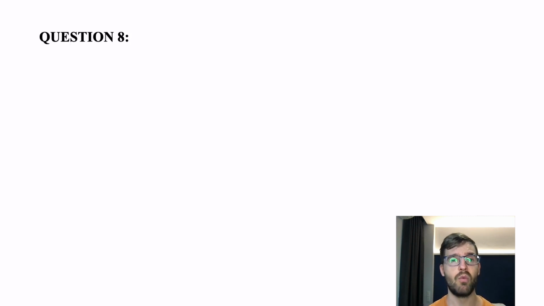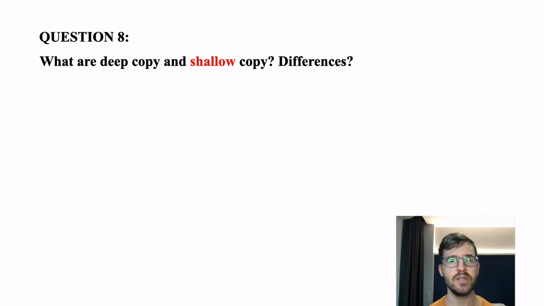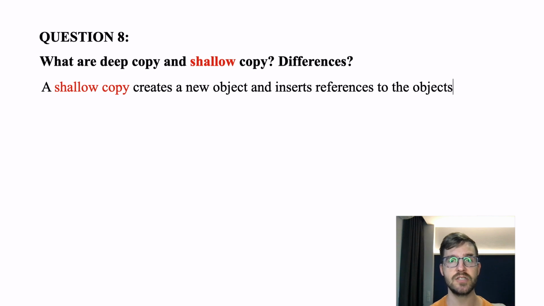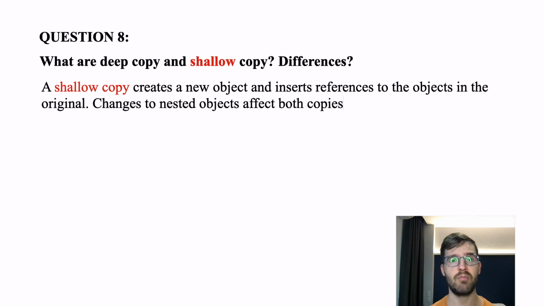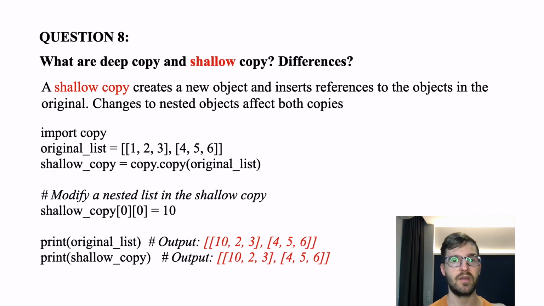Question number 8. What are deep copy and shallow copy? What is the difference? So what is a shallow copy? A shallow copy creates a new object and inserts references to the objects in the original. Changes to nested objects affect both copies. So let's check an example. Firstly, we import the module copy, and we have an original list, which is a list of 2 values. These 2 values are nested lists. Then we use the module copy to create a shallow copy of this list. Then we modify a nested list in the shallow copy, and on the output you can see that the original list was changed as well.